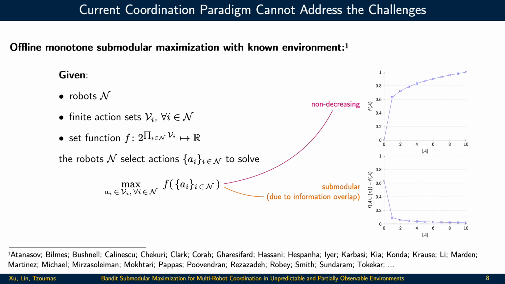The challenges above are not addressed by the current popular coordination paradigm, which applies offline monotone submodular maximization assuming the future environment is known. And this actually means the future environment is assumed to be predictable and fully observable. Here, monotone non-decreasing means the more robots are deployed, the larger the utility will be, and submodular means the more robots are already deployed, the less is the marginal gain given by deploying one more robot.